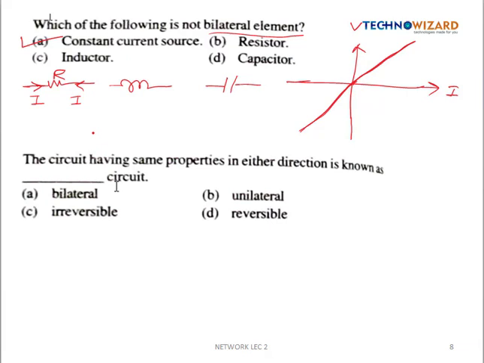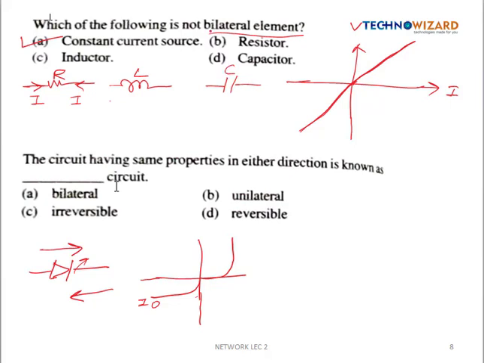And the example of a unilateral element is a diode, because we know that if the diode is conducting in this direction, I mean in the forward direction, its characteristic is something like this, it will be in the forward bias. And if the current flows in this direction, it will not conduct, and a reverse current I naught will flow. So its characteristic is different in both directions, so it is a unilateral element. And RLC are called bilateral elements, right? So for this question, option A is right.